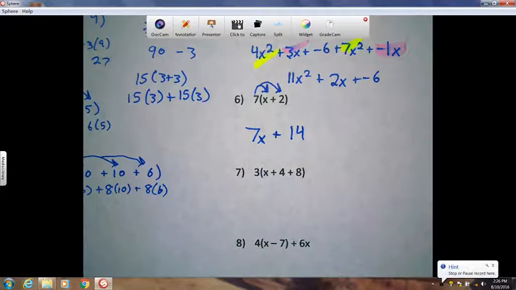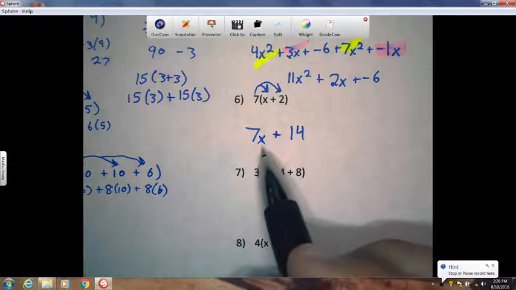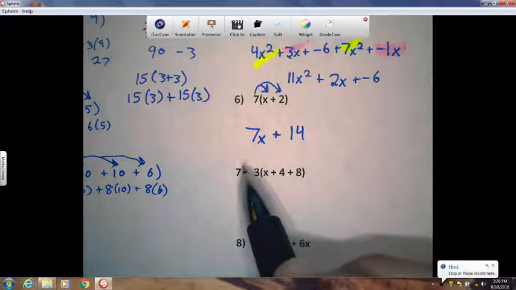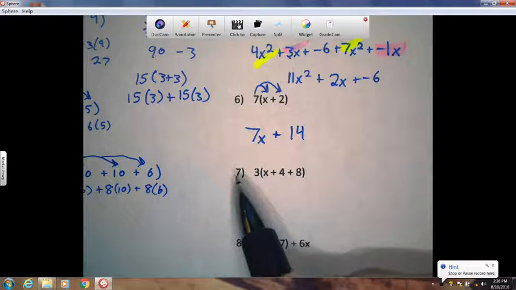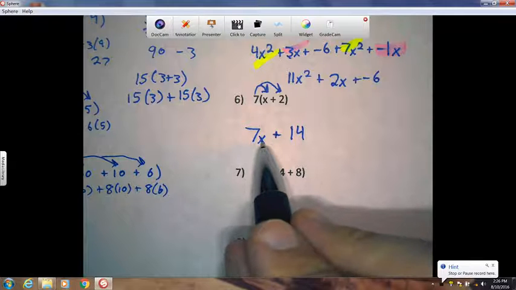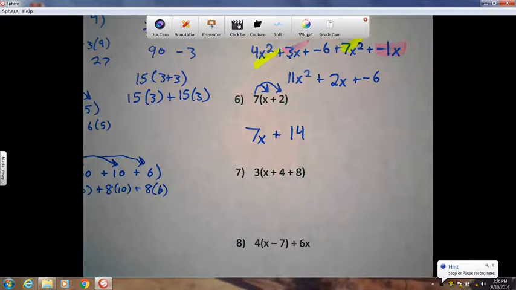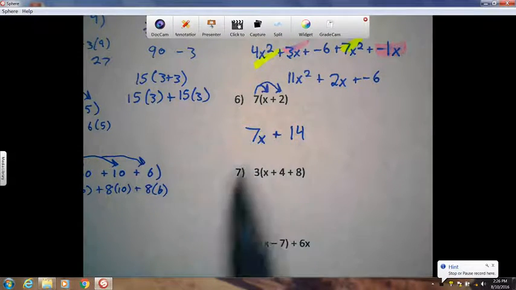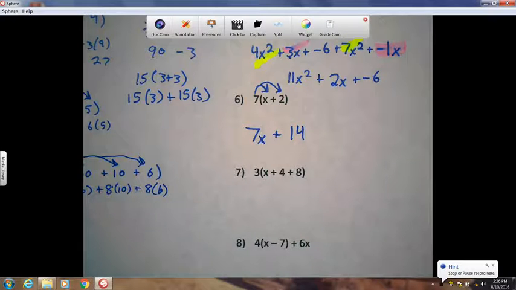I can't combine these. If you remember, on order of operations it says I must multiply before I add. Well, I can't multiply 7 times x because I don't know what x is. So therefore I can't add 14 yet. That is my simplified answer.